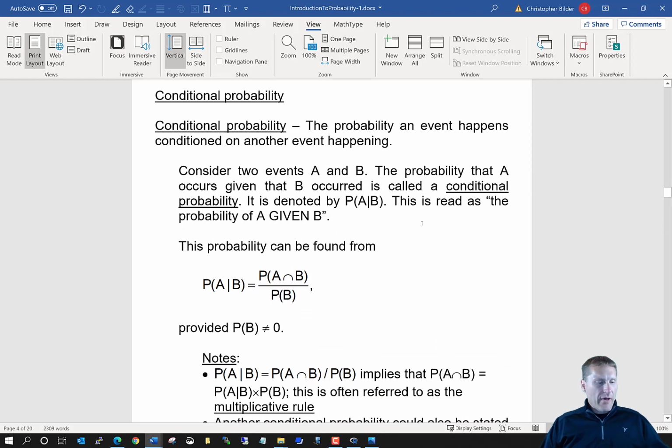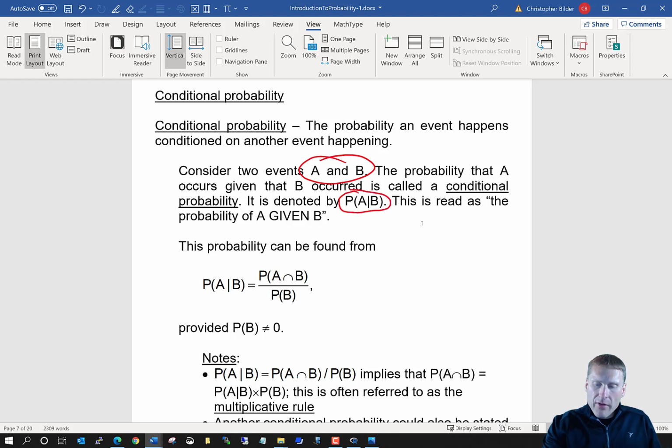Okay, so let's move on to page 7. We're going to talk about conditional probabilities now. What a conditional probability is, it's the probability that a particular event happens, given that I already know that another event has occurred. And so if we want to be very generic here, let's look at two possible events, A and B. And if I want to know what's the probability that A occurs given that B has already occurred, this is called a conditional probability.